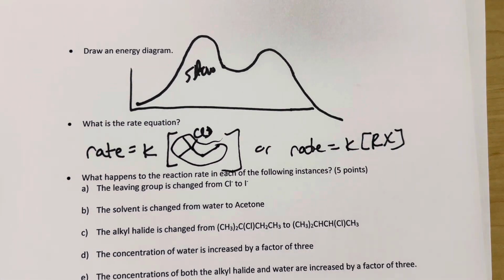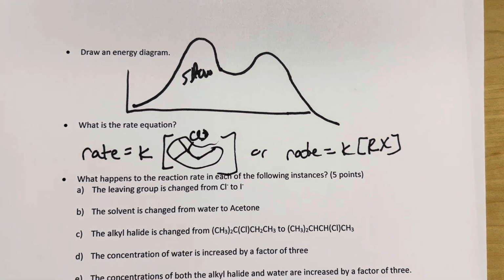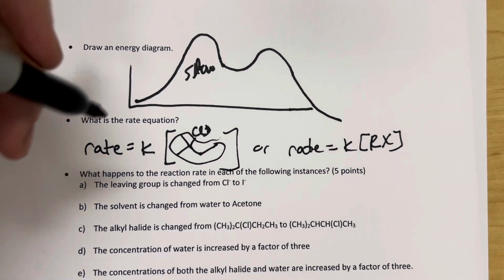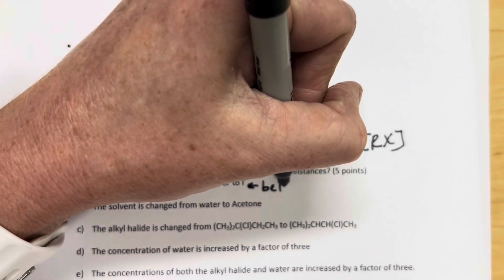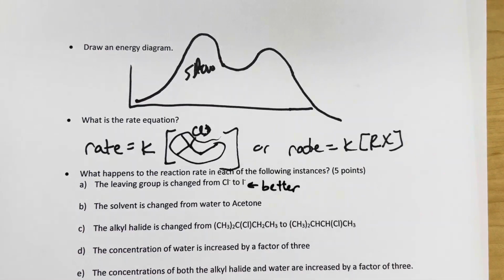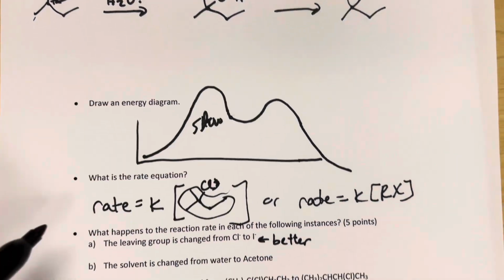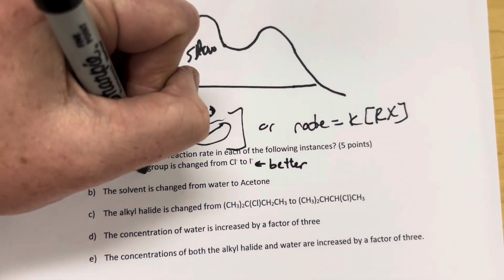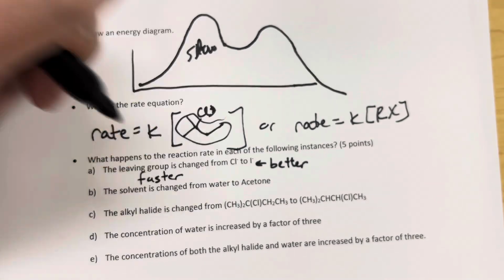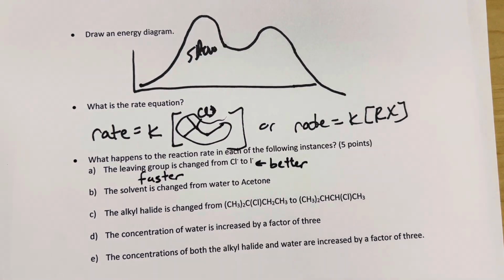All right, let's answer some of these questions. If the leaving group changed from Cl to I, what would happen? Well, from what we just talked about, if you have I as leaving group, it's going to be better. Its conjugate is a stronger acid than Cl. It's going to be a better leaving group. So if the leaving group is better, then that means this reaction wouldn't require as much. So it would be faster, or it would increase. Then it says the solvent is changed from water to acetone.